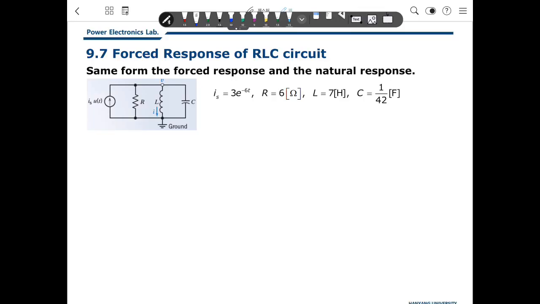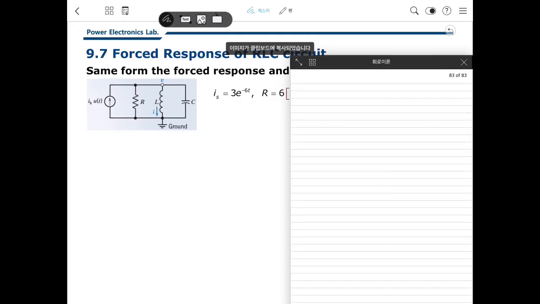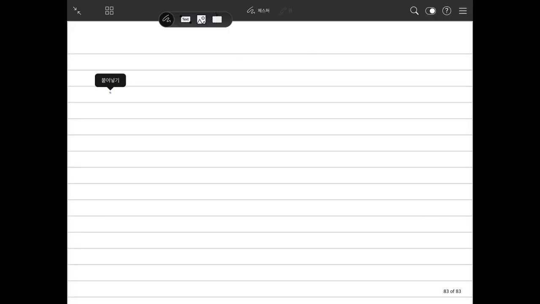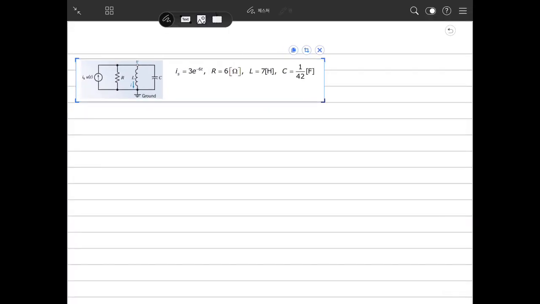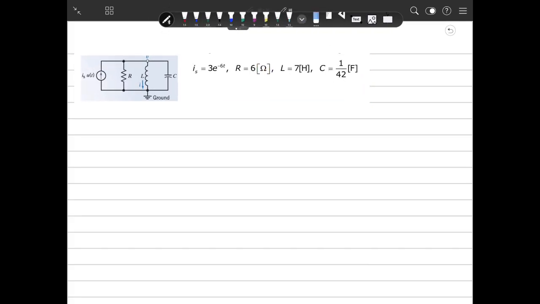Here we have the same example, but the IS is a little different. Okay, we'll do this one more time. Look up here. There's something different. This is the example.